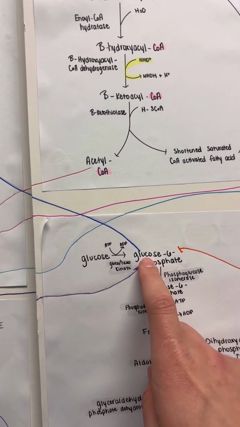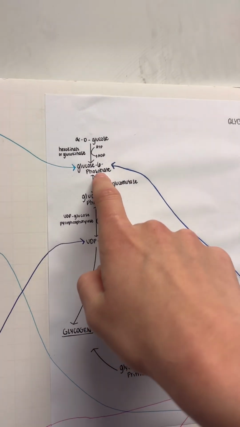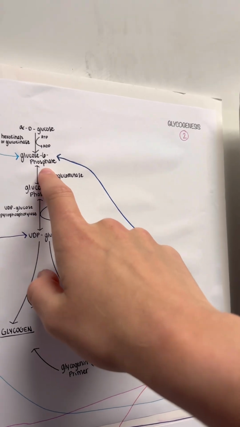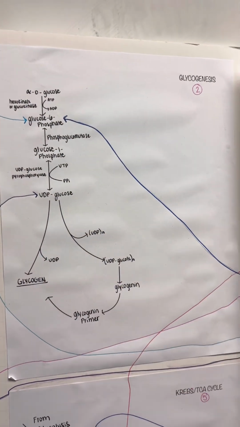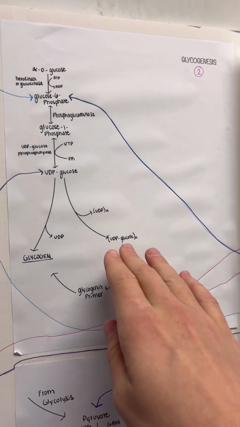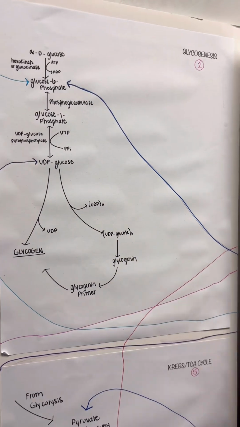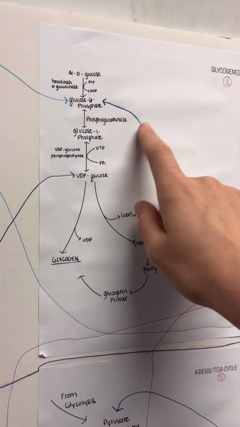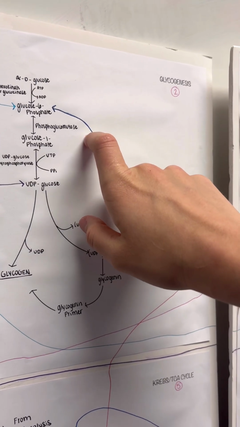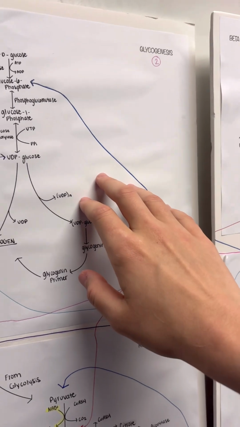We also have the glucose 6-phosphate, and that is connected up here in glycogenesis. These two pathways, glycolysis and glycogenesis, share glucose 6-phosphate as a substrate. So in glycolysis, it's used for energy, and in glycogenesis, it is stored as glycogen.